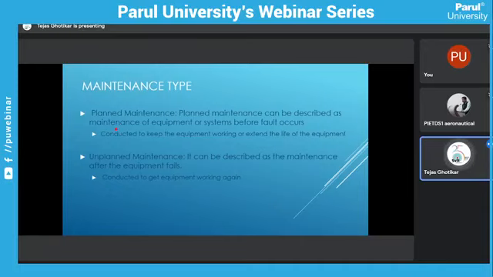Okay, so you have predicted. So that's again a type of maintenance. It's a planned maintenance, and it is conducted to keep equipment working or extend the life of the equipment. So why do we perform planned maintenance? It is to keep our equipment working or extend the life of the equipment.